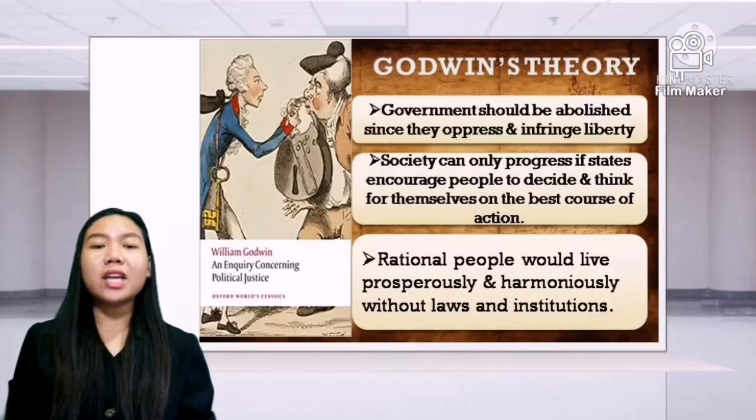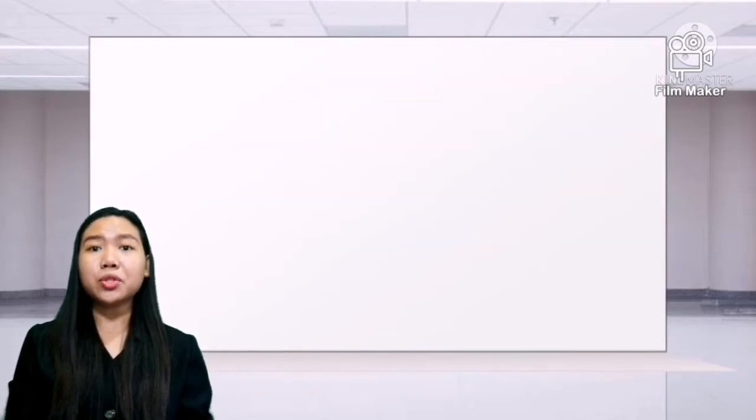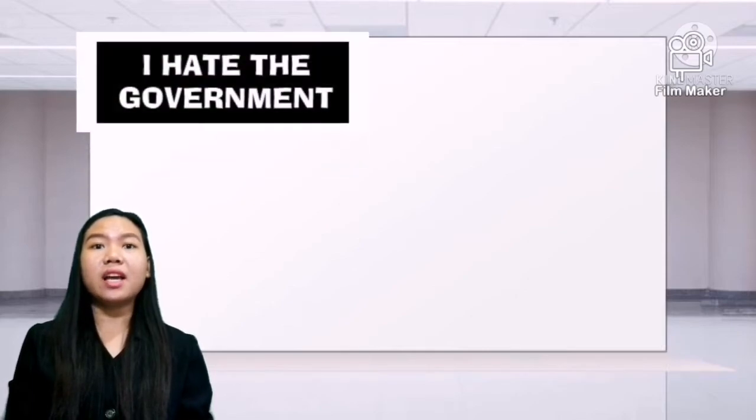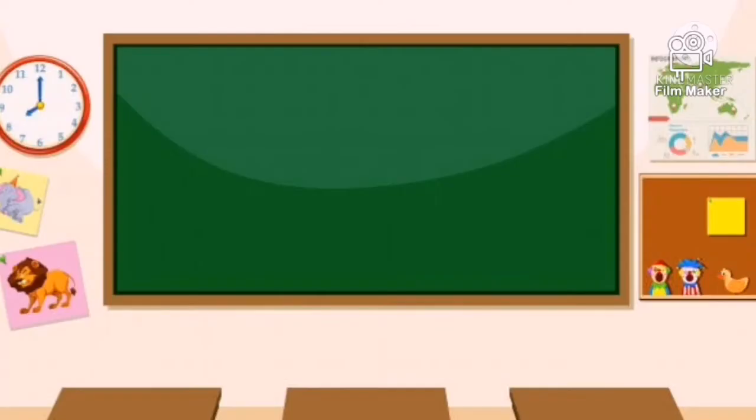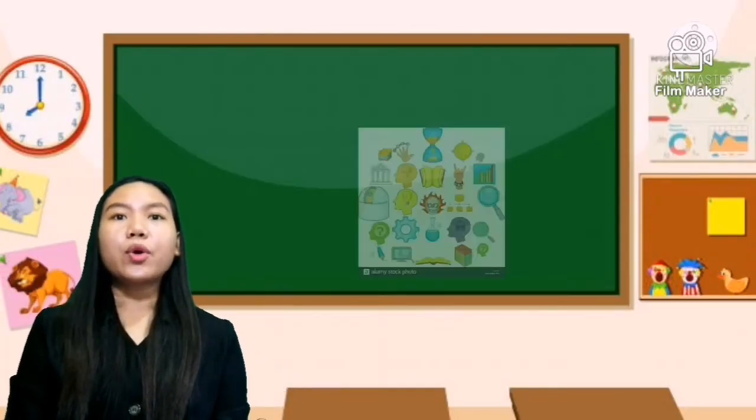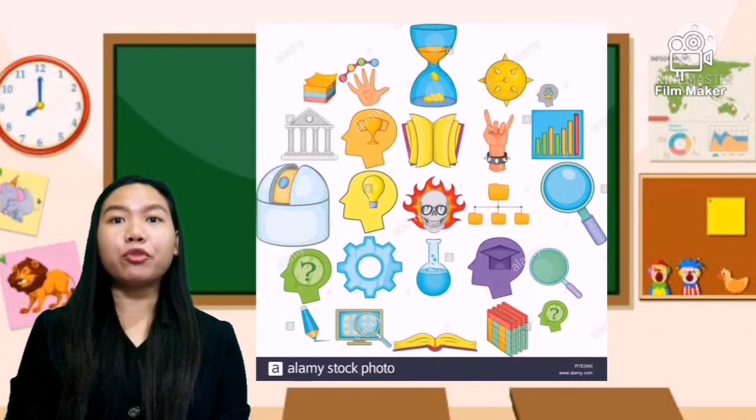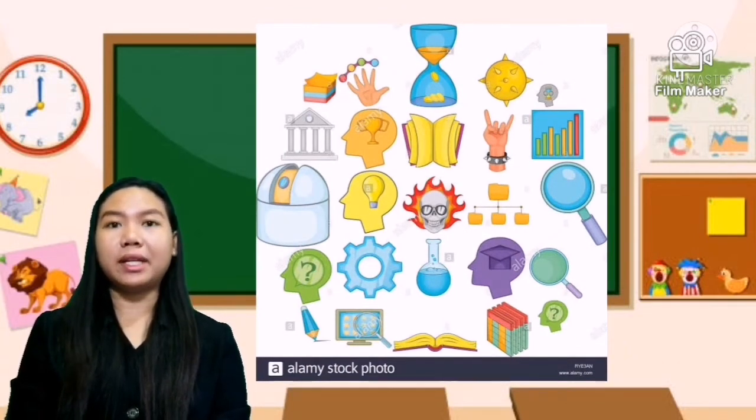For him, state interventions, laws, punishments, or any other forms of political and social controls are the reason why humans could not fully express themselves, because of the restrictions and limitations set by the government. And society can only progress if the state encourages people to decide and think for themselves. So to sum up, he wants to abolish the state because, according to him, government hinders people from exercising their rationality. If the state is abolished, humans can then fully exercise their rationality and perfectibility.